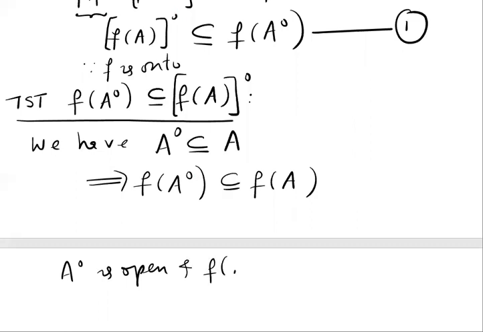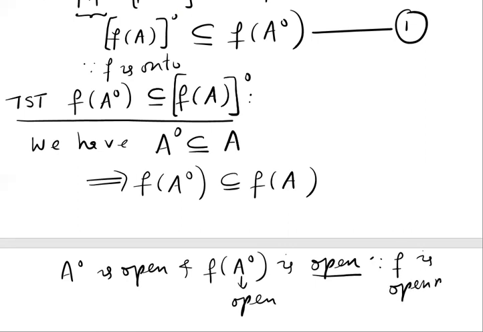And what about F of A interior? F of an open set is open. Why? Because A interior is open, and F is an open mapping. F is a homeomorphism, so F is also an open mapping. F inverse is continuous is equivalent to F being an open mapping, right? So now look at this: F of A interior is one open set contained in F of A.